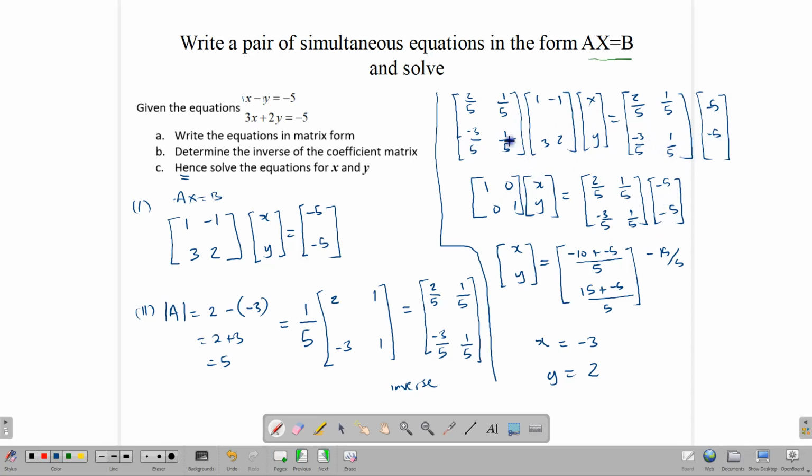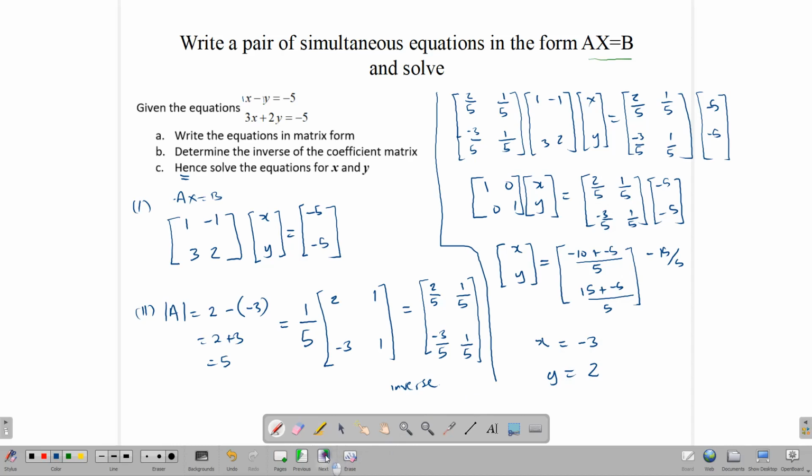So once you do that, a matrix multiplied by its inverse gives you the identity. Identity times XY simply gives you XY. So all of this comes down to just that. In previous questions, I will not be going through this. I'll just go straight here. And what you do to get your answers now is just to multiply your inverse by the B matrix here. And that gives us our answers, x equals negative 3 and y equals 2.